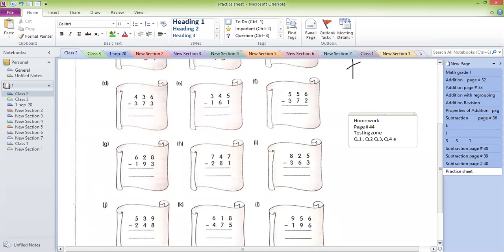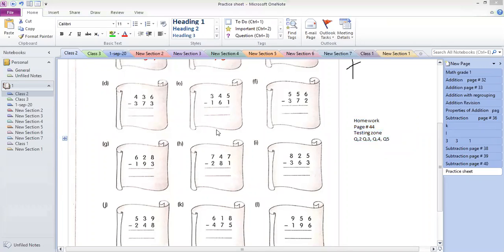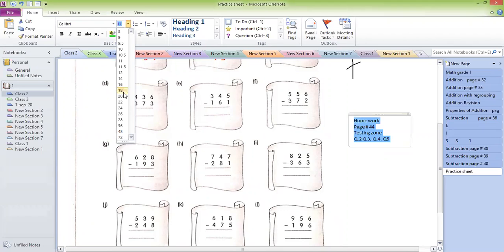From Sunday we started from question 2, sorry. Question 2, 3, 4, and now 5. These all are your homework. From page number 44. Kindly check your weekly plan. This is all written here in the weekly plan. Write down your homework.